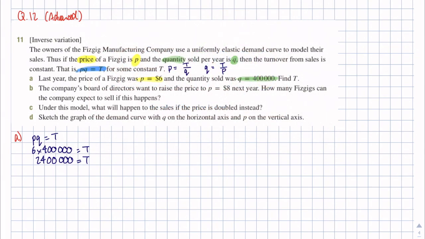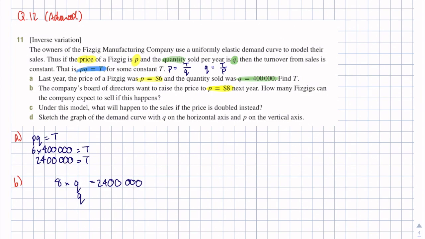Question B. The company's board of directors want to raise it to $8. So that's P, $8. How many can they expect to sell? So we should still have the same T. The turnover from sales should be the same. So it's still going to equal 2,400,000. It's just P this time is 8, and we don't know Q.